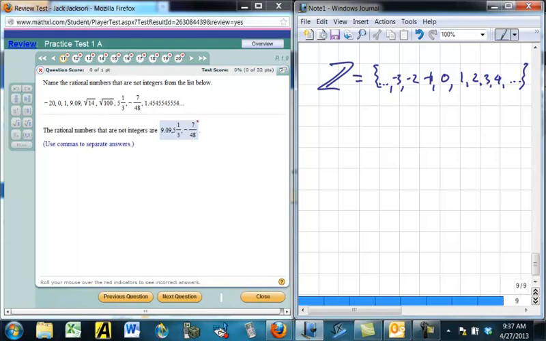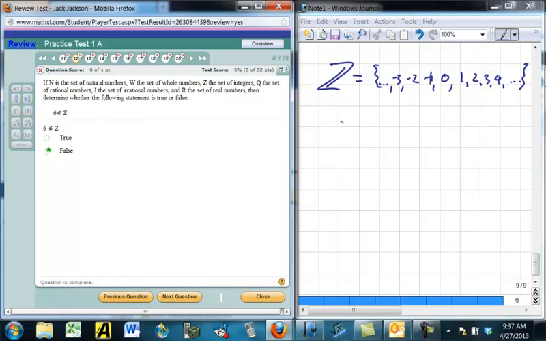So the irrational ones were the last one here, and the square root of 14. The integers were -20, 0, 1, and square root of 100. So that leaves the others that are rational but not integers: 9.09, 5 1/3 and -7/48.